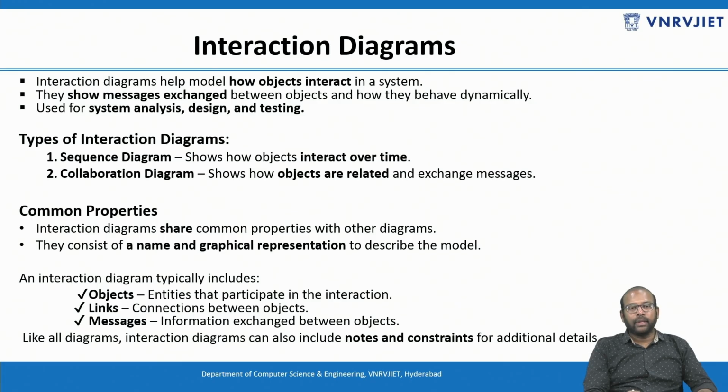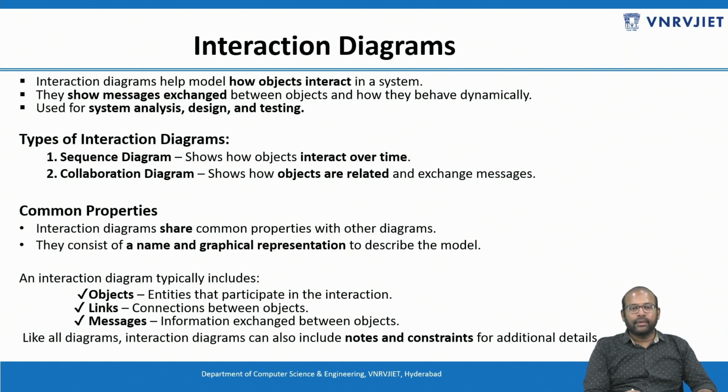It helps to model how objects interact in a system and how messages are exchanged between the objects, which is shown dynamically. In the previous video, we discussed that all UML diagrams are divided mainly into two categories, structural diagrams and behavioral diagrams. These interaction diagrams come under behavioral diagrams. They are used for the system analysis part, design part, and also for the testing part under the software development life cycle.